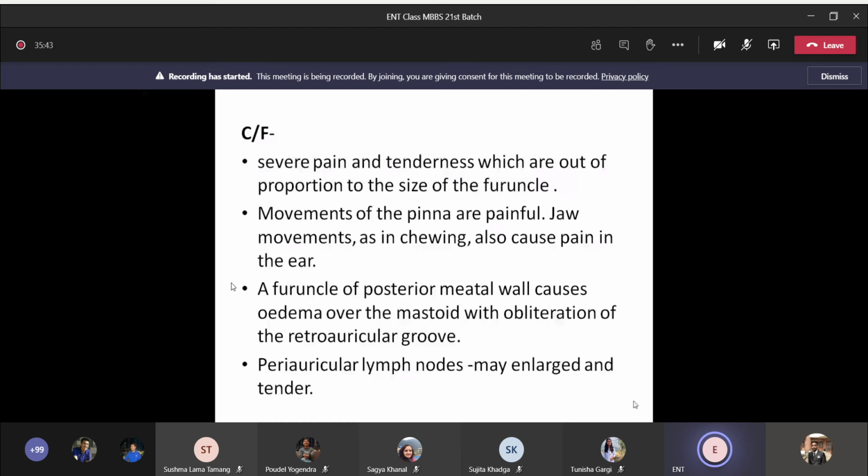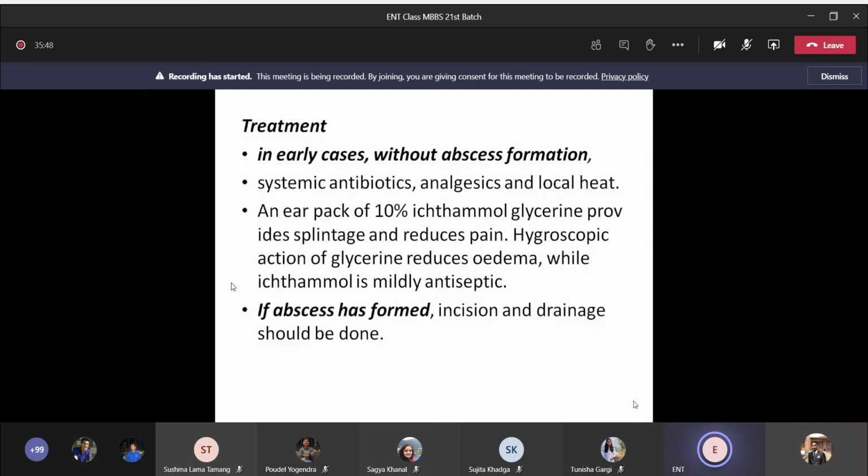Treatment: in early cases without abscess formation, we need to give systemic antibiotics, analgesics, and local heat. An ear pack of 10% ichthammol glycerin provides splintage and reduces pain. It is hygroscopic. That means it draws fluid from the skin as well as from the inflamed area, and it reduces edema. Ichthammol is also mildly antiseptic. If an abscess has formed, we have to do incision and drainage.